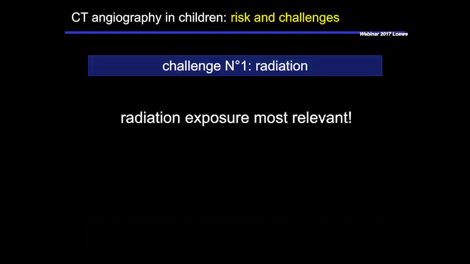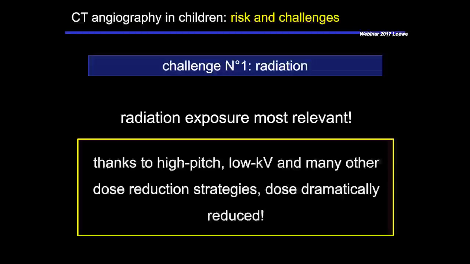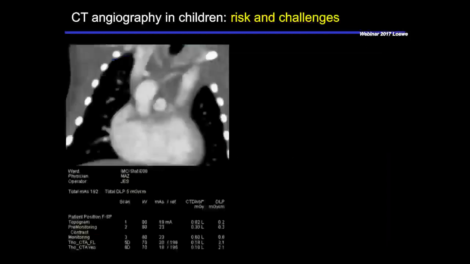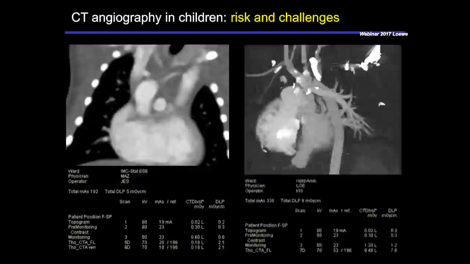The radiation exposure is the most relevant challenge, but thanks to high pitch, low kV, and many other dose reduction strategies, we have been able to dramatically reduce the radiation exposure to the patient during the last couple of years. Here are just three randomly selected examples of CT scans of neonates with congenital heart disease. You see one with a dose length product for the entire examination, including the topogram and monitoring and everything, of just 5 milligray. Another example of a CTA with a dose length product of the total examination of 9, and finally one example with a DLP of only 6.